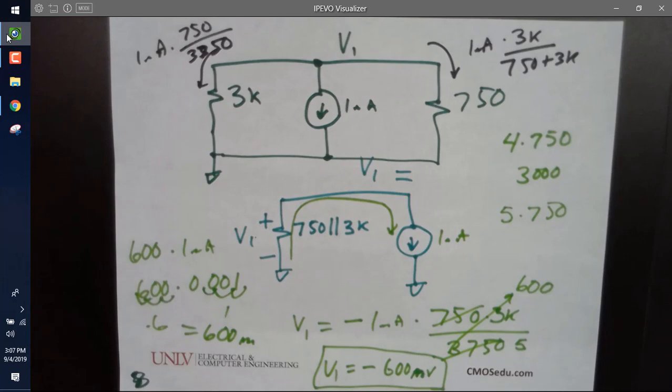Any questions? We're going to do one more, then we're going to move on. We've got about 20 minutes till the grade booster.